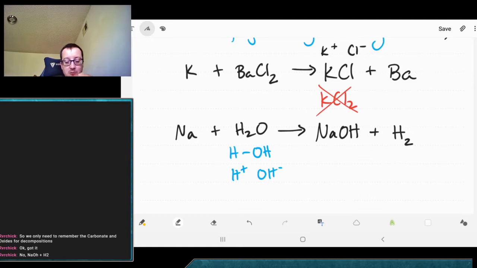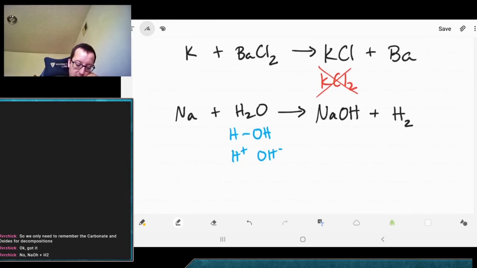All right, and let's just do one more. I don't know that this reaction would happen, but whatever. We can pretend. Lithium iodide and sulfur.